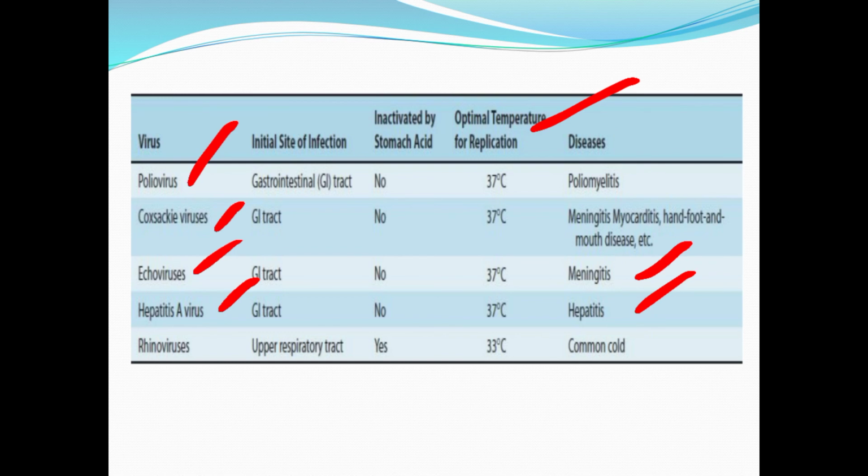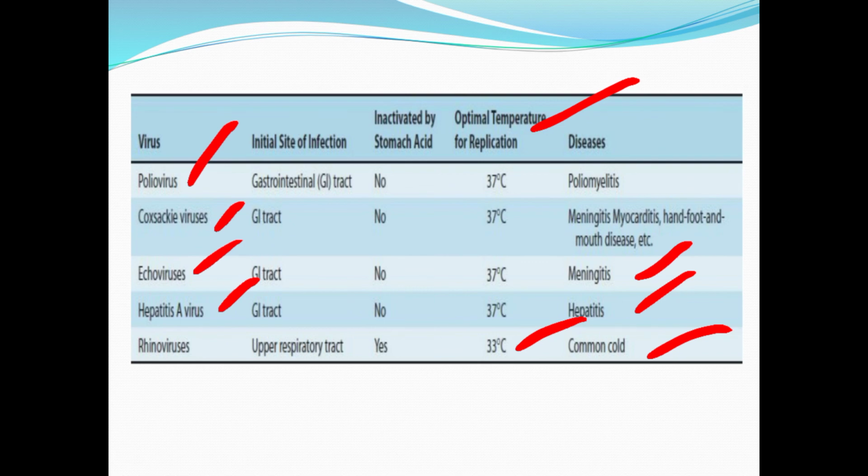Now, rhinoviruses actually cause infection in the upper respiratory tract, and they are inactivated by the stomach acid. The optimum temperature is 33 degrees centigrade, and they cause the disease common cold.